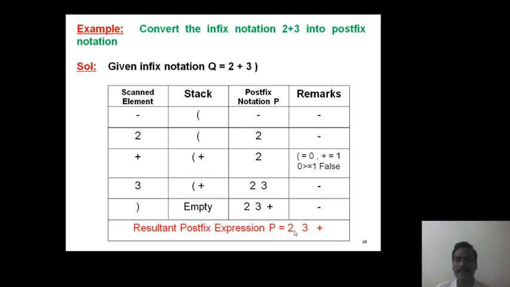The first stage is completed. In the next session, we will discuss the way of evaluating a postfix expression.